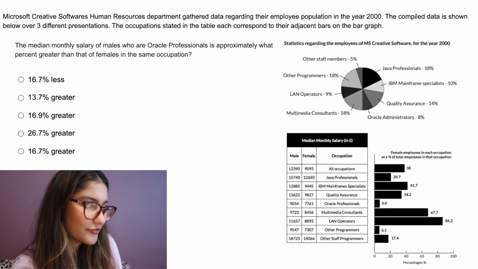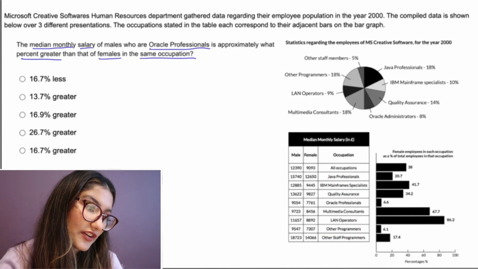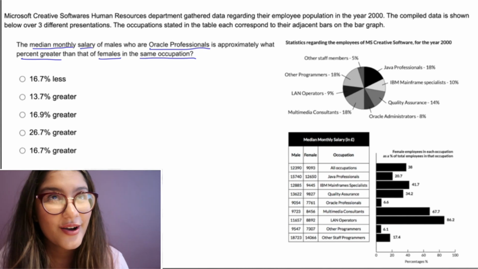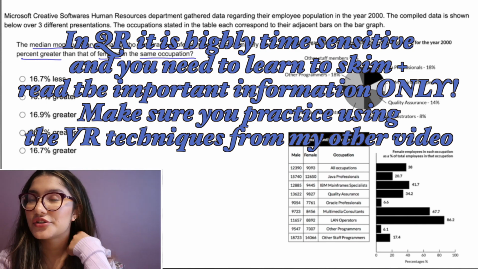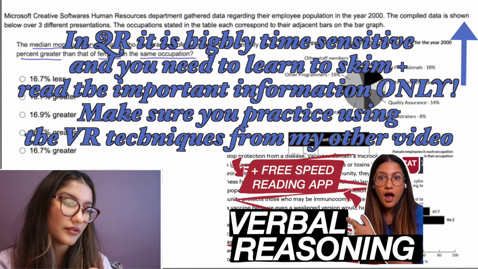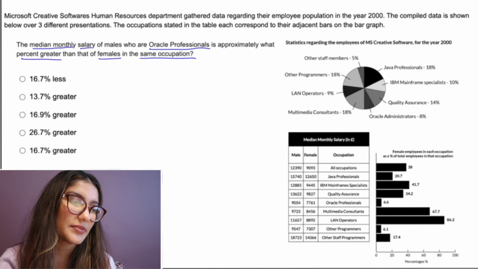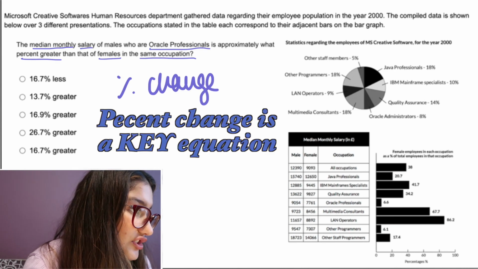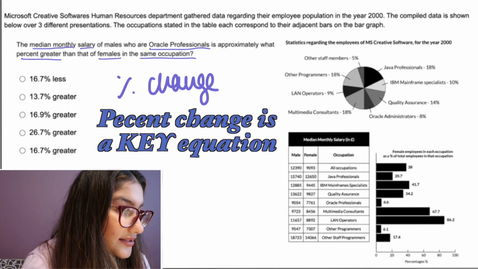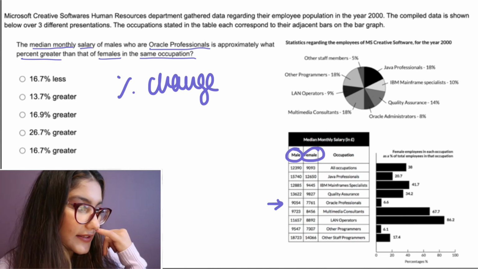Okay, there are a lot of graphs, a lot of information. So the median monthly salary of males who are Oracle professionals, approximately what percentage greater than that of females in the same occupation? On the exam I wouldn't be able to read the whole thing, so practice the things I told you in VR, where you look at the big words. So I would see median monthly salary, males, Oracle professionals, percent greater than females in the same occupation. So it's a percentage change. You want to look at Oracle professionals, and you want to look at female versus male, median monthly salary.